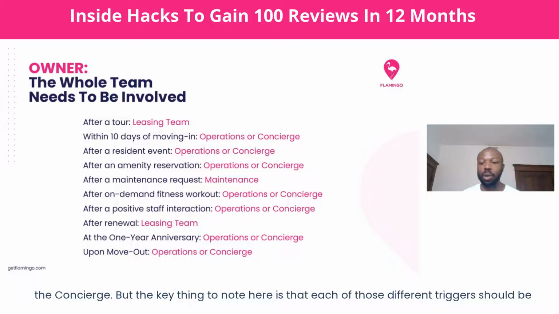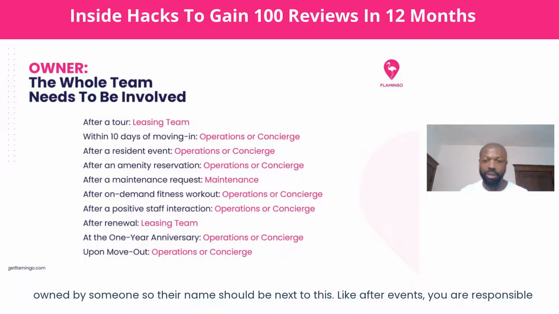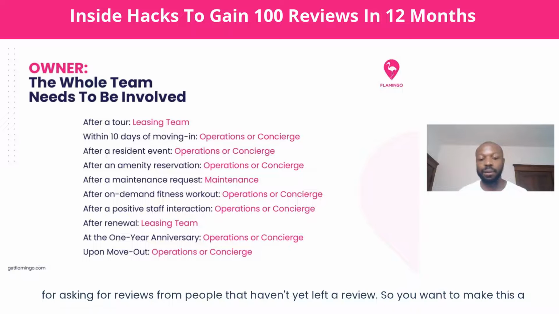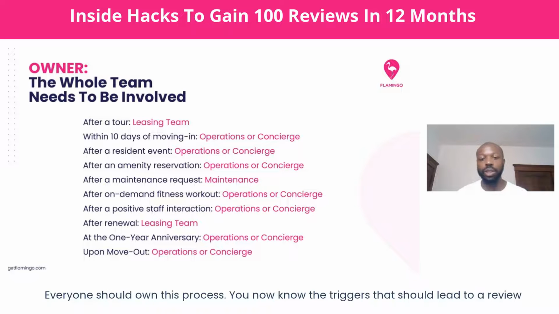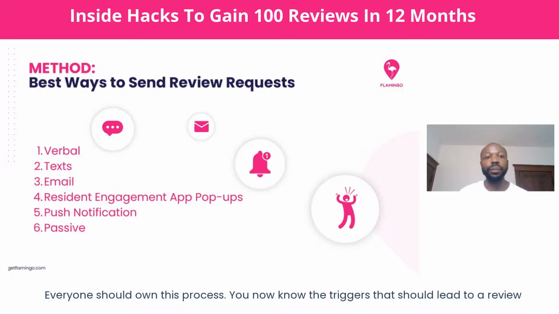But the key thing to note here is that each of those different triggers should be owned by someone. So their name should be next to this. Like after events, you are responsible for asking for reviews from people that haven't yet left a review. So you want to make this a team sport where everyone is responsible for their specific segment. So that's a key part. Everyone should own this process.